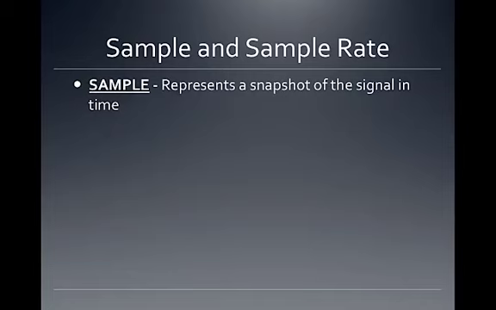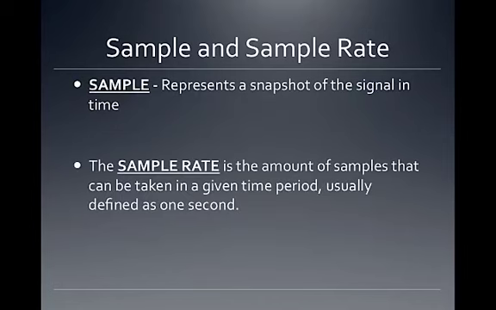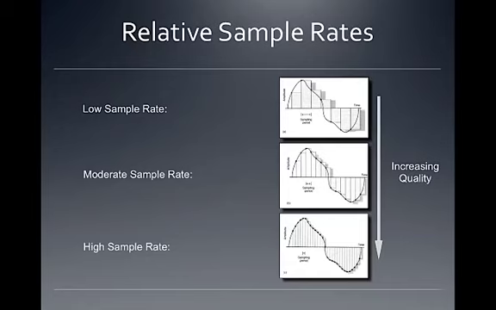So again, just an overview. A sample is a representation of a snapshot at a single point in time. If you think of it in the visual world, a single frame of a film would be analogous to a sample. And then the sample rate is how many times a sample is actually taken over a period of time, defined in 1 second. We know that cycles per second are measured in hertz, so sample rate is actually measured in hertz as well, which we'll get to in a moment.